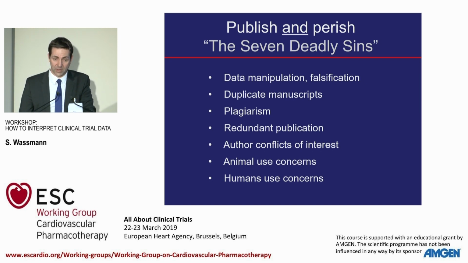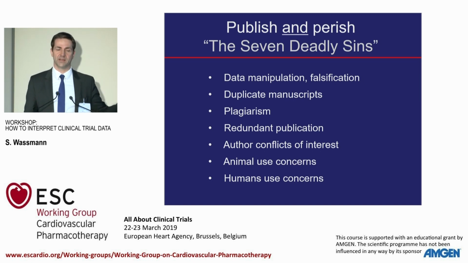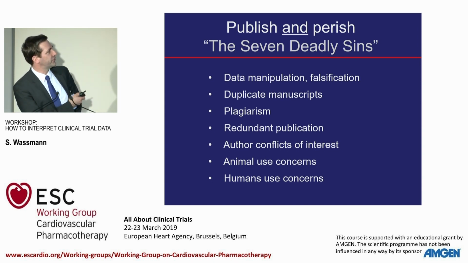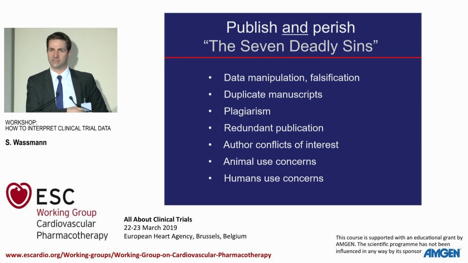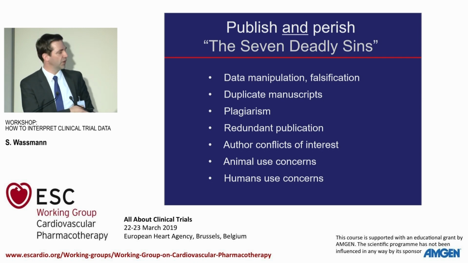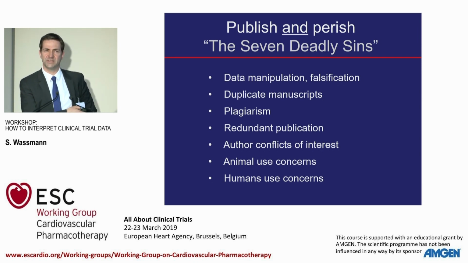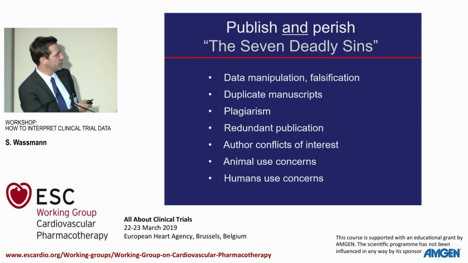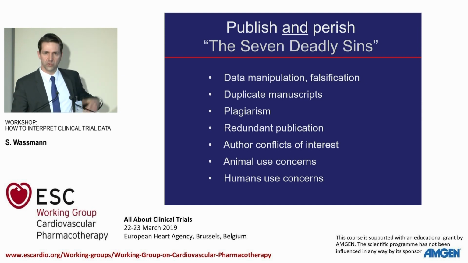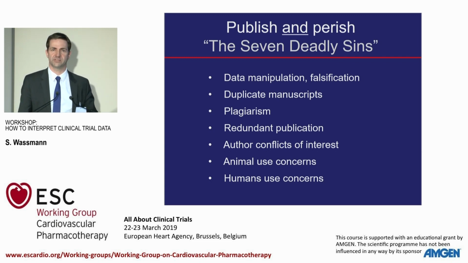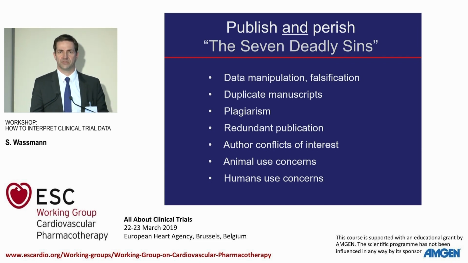So if you manipulate your data, you invent your data, you duplicate, you steal, you have redundant publication. Obviously, if you do this, then you will perish because this will not be forgiven. Okay? Then conflicts of interest are something that always have to be declared. And obviously, if there are concerns of the human use in your study or the animal use, the study is useless in a way, you will not publish that.